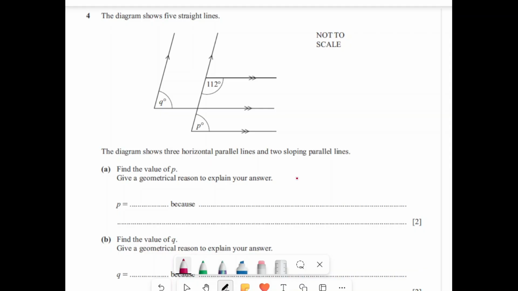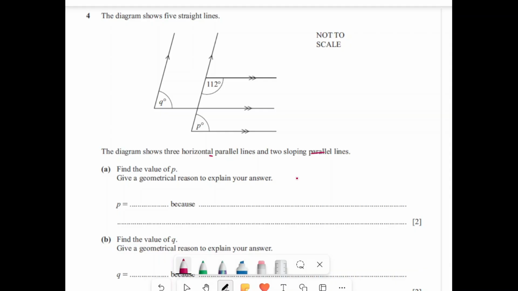Next question, question number 4. The diagram shows straight lines: 3 horizontal parallel lines, 1, 2, 3, and 2 sloping parallel lines, 1 and 2. Find the value of P. Give a geometrical reason to explain your answer.